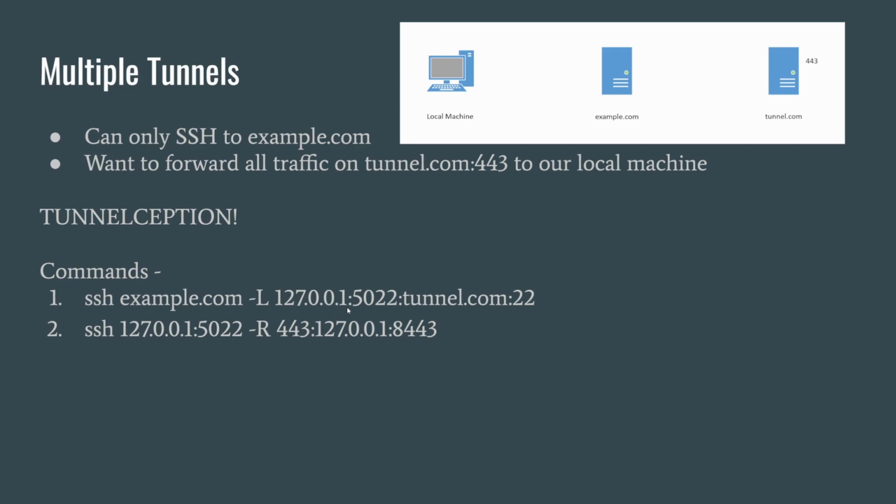The two commands that you would do in order to do this is you will SSH to example.com and set up a forward tunnel. We're going to use 5022 in this case. That'll then SSH to tunnel.com. So now you're going to SSH to yourself on 5022, which is the tunnel you set up. What this will do is actually SSH you from your local machine to tunnel.com. And you're going to set up the reverse listening tunnel on that machine to send everything back to 8443 on your local machine.